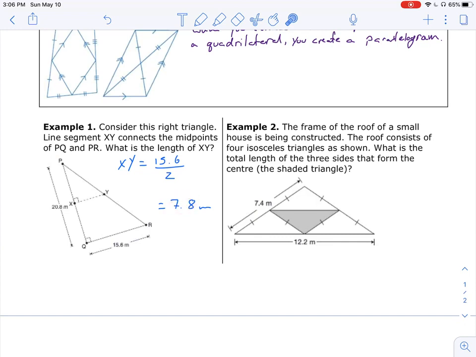Second example. The frame of the roof of a small house is being constructed. The roof consists of 4 isosceles triangles as shown. 1, 2, 3, 4. Okay, cool. What is the total length of the 3 sides that form the center, or the shaded area? So we need to know the total length of the 3 sides, so this length and this length and this length put together, right? Or the perimeter of this small triangle that we find in the middle.